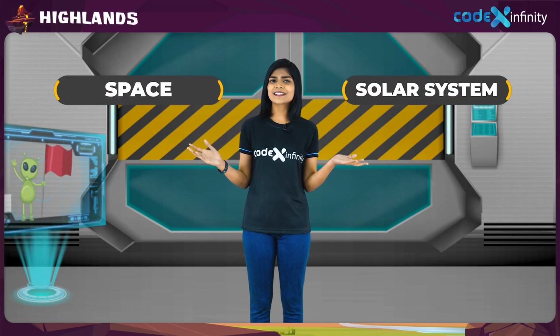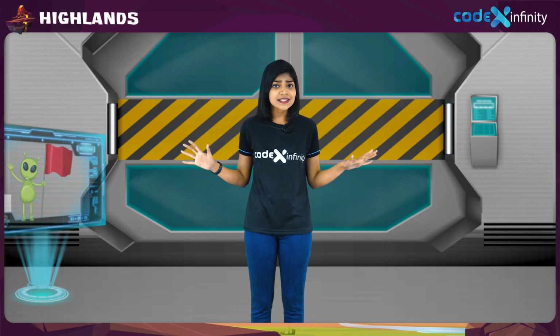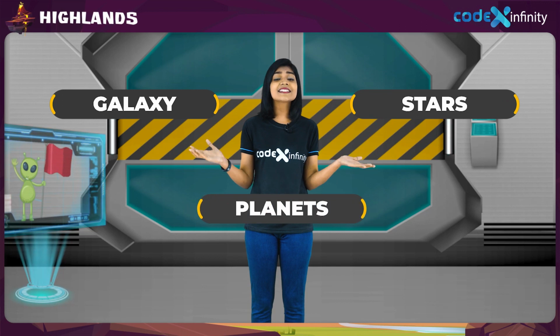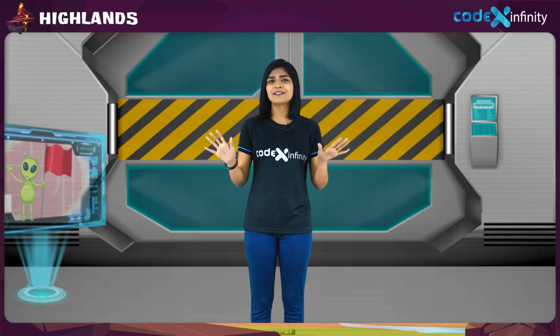There is so much about space, our solar system and galaxies that we still don't know. Space is vast, with billions of galaxies, stars and planets in our own solar system yet to be explored or understood. The scientists' knowledge about space is always evolving.